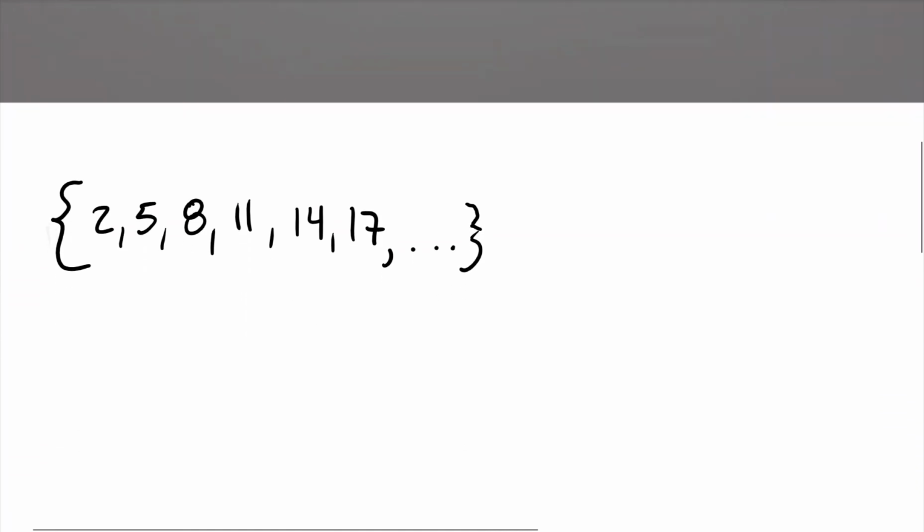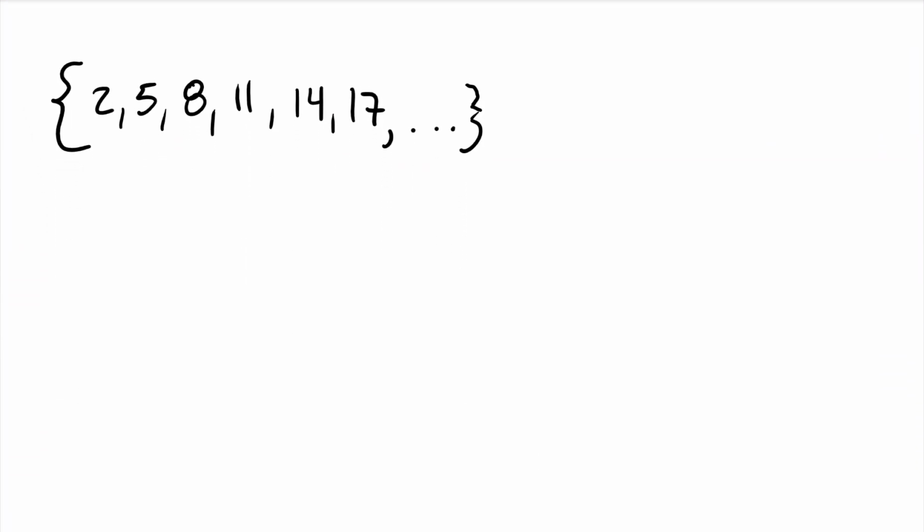And this is what a sequence would look like. It's just a sequence of numbers. 2, then 5, then 8, then 11, then 14, then 17. Do you see the pattern? Do you see that we're just adding 3? Every number is 3 bigger than the previous. Each individual number is called a term. There's a term. There's a term.